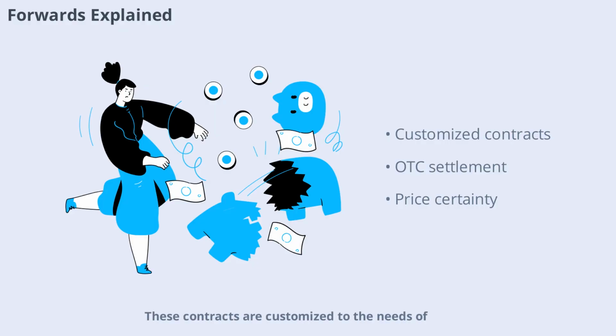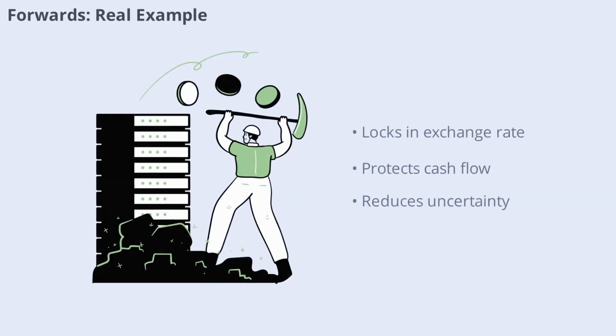These contracts are customized to the needs of the parties and are typically settled by delivery, though sometimes cash settlement is used. Forwards are over-the-counter (OTC) contracts, meaning they are not traded on exchanges. They are commonly used by businesses to lock in prices and manage cash flow uncertainty, especially in the context of currency transactions. Let's consider a practical example.